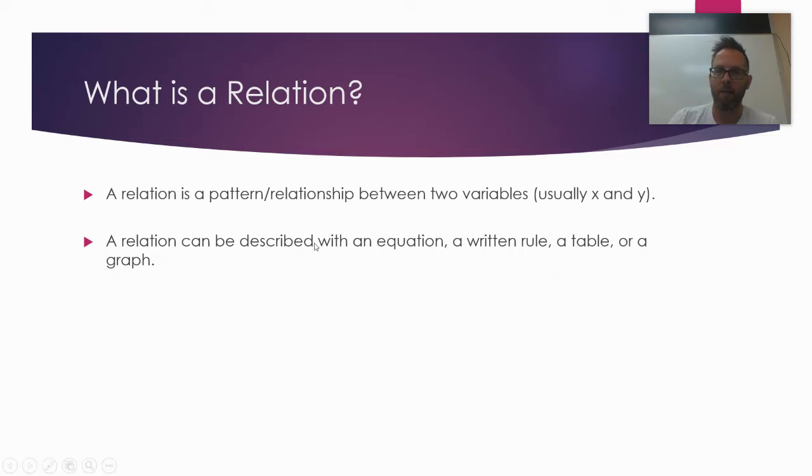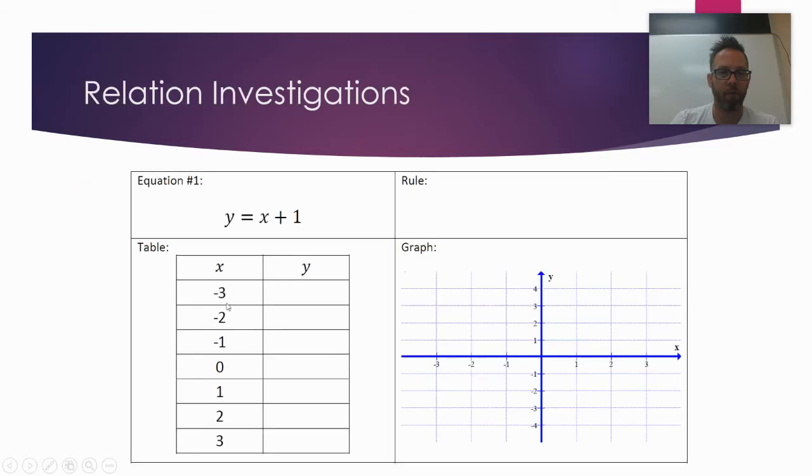A relation can be described 4 ways. I call this the rule of 4. A relation can be described with an equation, a written rule, a table, or a graph. So we're going to look at several examples looking at a relation these 4 ways. So here we go. Here's relation number 1.